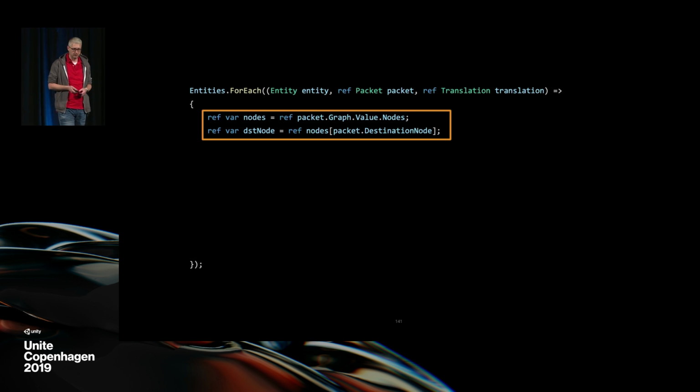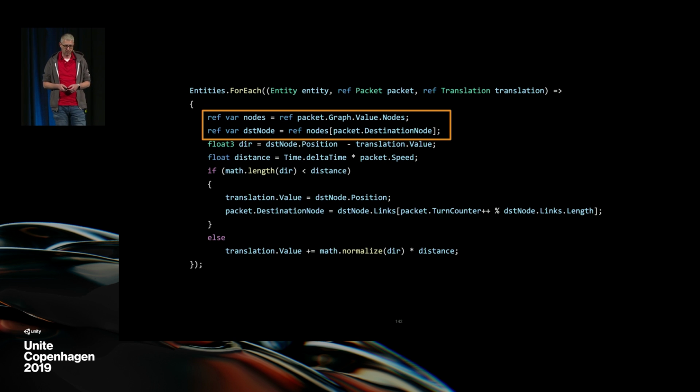So back to our example. We grab our nodes, our destination node, and then we just do some things with it. The code here is not that important. It just picks the direction, walks along it. If it reaches the end, it picks a new link and sets that as the target. And otherwise, it just moves some distance based on delta time along.